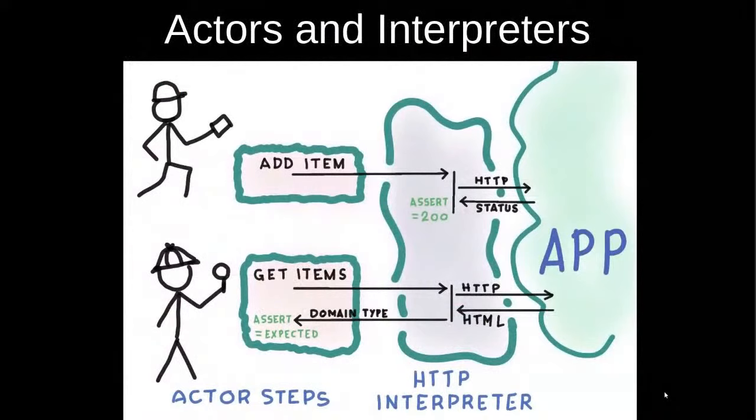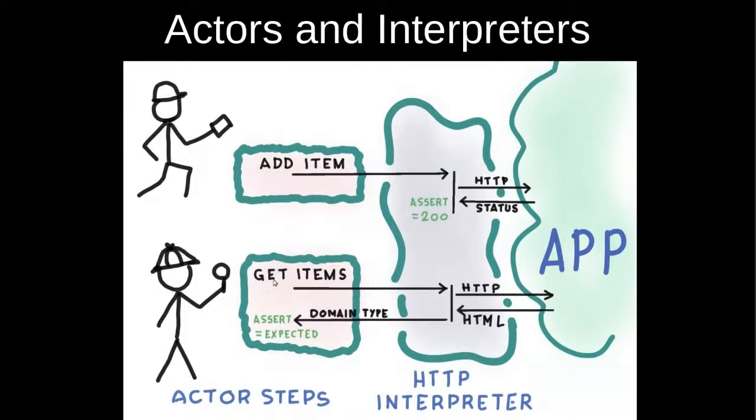So this is a bit more specific. For example, we have steps, which are actions that the actor does. One step can be adding an item. And this action, this step, gets transformed in the HTTP interpreter into some HTTP call, then checks back the application status. And this is a step that actually changes the state.